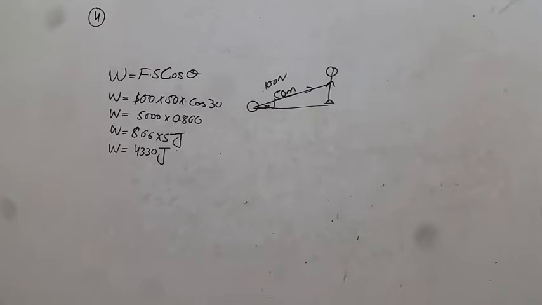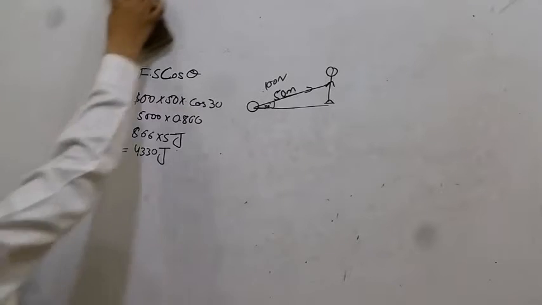Fifth numerical problem is a man whose mass is 70 kilogram walks up to the third floor of a building which is 12 meters above the ground in 20 seconds. Find his power in watts and horsepower.